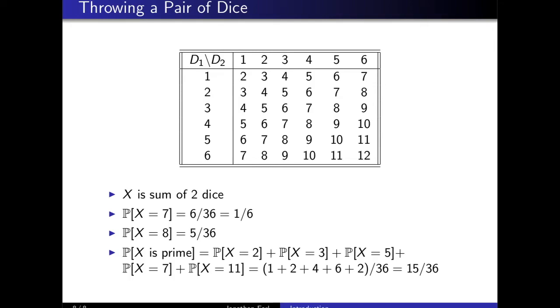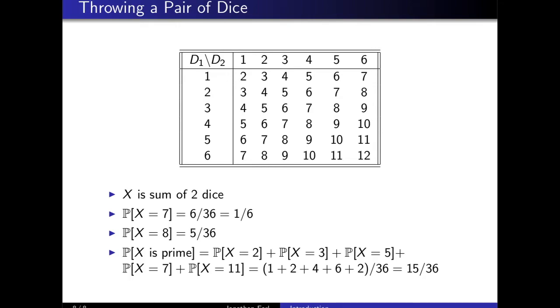So we could also look at the event where the sum of our 2 dice is a prime number. To do that, we would add up the probability that X is 2, the probability that X is 3, the probability that X is 5, the probability that X is 7, and the probability that X is 11. And if we add up all of the 2s, 3s, 5s, 7s, and 11s that we see here, we see that there are 15 of them. So there are 15 ways in which you could throw 2 dice, add up the result of those 2 dice, and get a prime number.